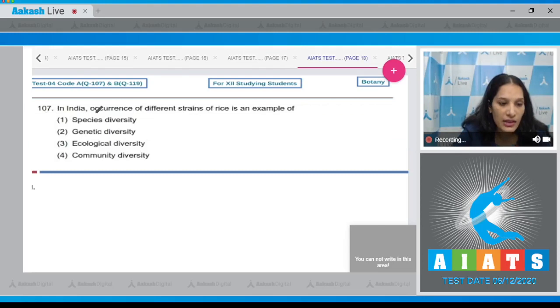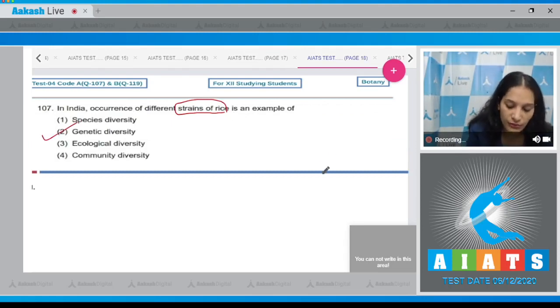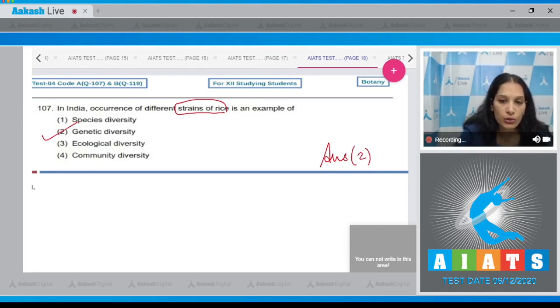Question number 107. In India, occurrence of different strains of rice. It's an example of genetic diversity. So the correct option for the given question is option number two. Let's move to the next question.